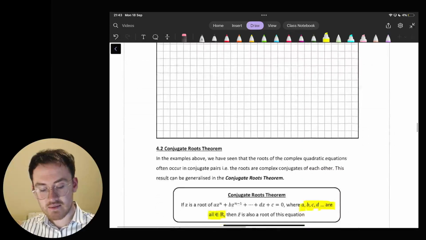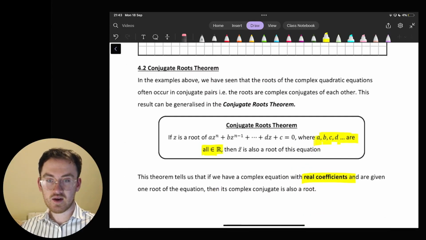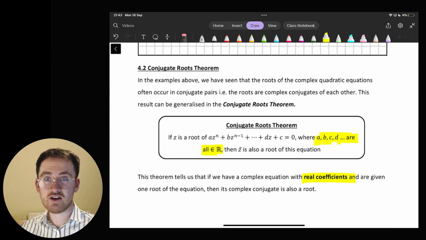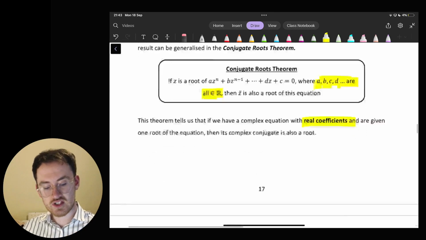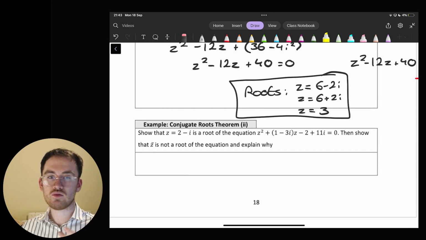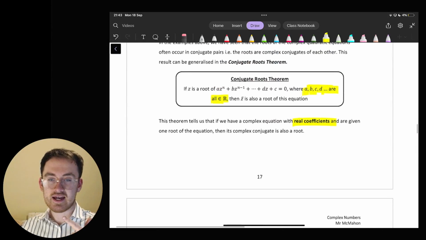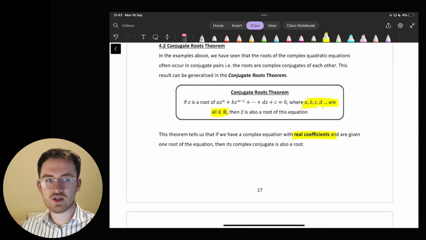And then the second key part that you need to know is this conjugate roots theorem. So you need to know that it is a thing and what it means. It means that the roots of our polynomials tend to come in conjugate pairs, but you also need to know that it only happens when all the coefficients are real. So if we have non-real coefficients, as we saw in one of the examples, if the coefficients have an i part, then the conjugate roots theorem does not hold. So you need to know what it is, when it applies, and if it doesn't apply, you need to know why it doesn't apply. So those are the key things from that whole section.